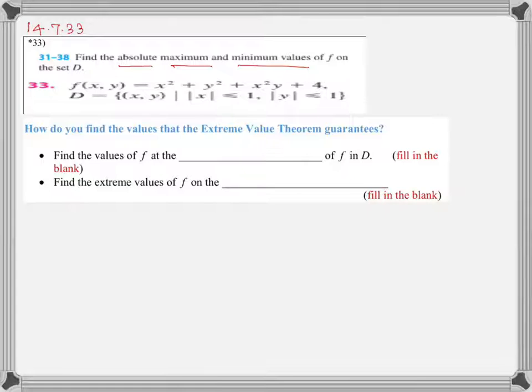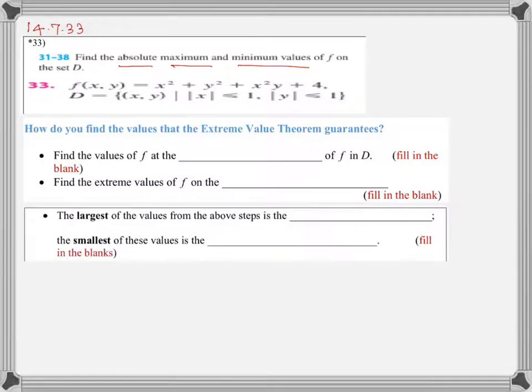So how do we find the values that the extreme value theorem guarantees? Find the values of f at the critical numbers of f in D. It's kind of similar to the idea that you did in Calculus 1, single variable. And find the values of f on the boundary of the domain D. Then the largest of the values from the above steps is the absolute maximum value. The smallest of these values is the absolute minimum value.